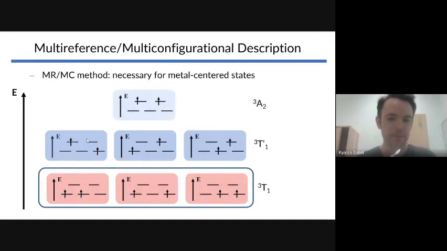And there are also some higher-lying states which have double excitation character, and with all the single reference methods, which only have single excitations, this is not something you can describe. So you need some kind of multi-reference, multi-configurational method to describe all the states, and also to describe higher excited states, which you have in these open-shell metal complexes.